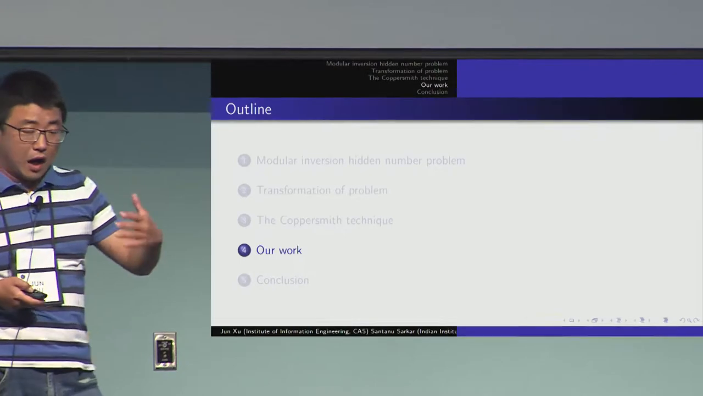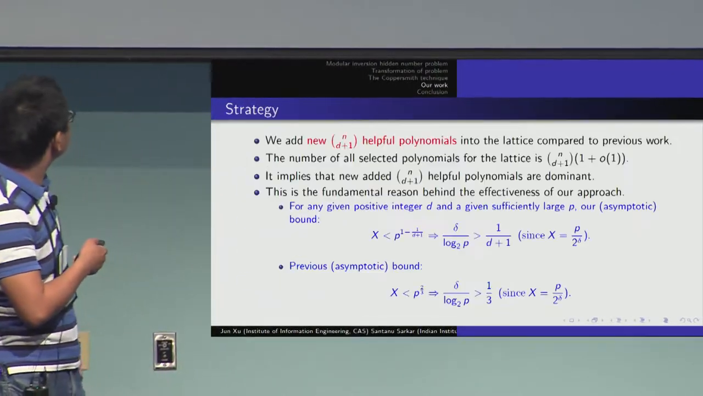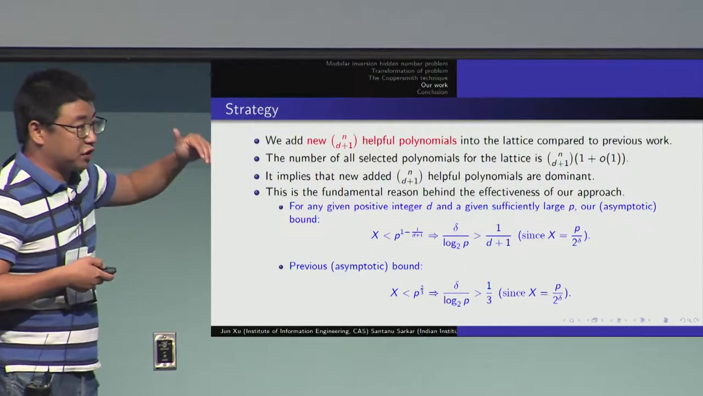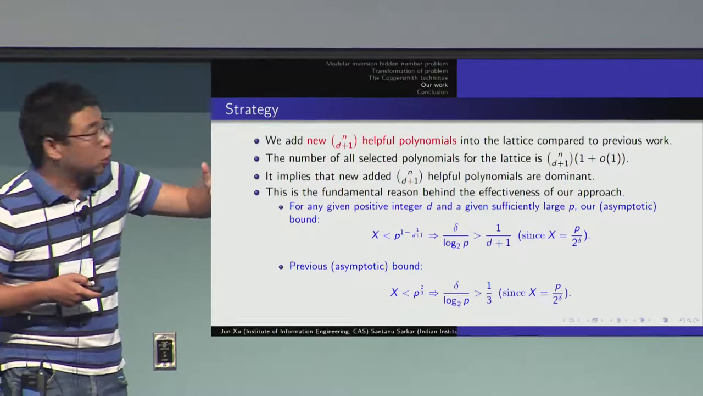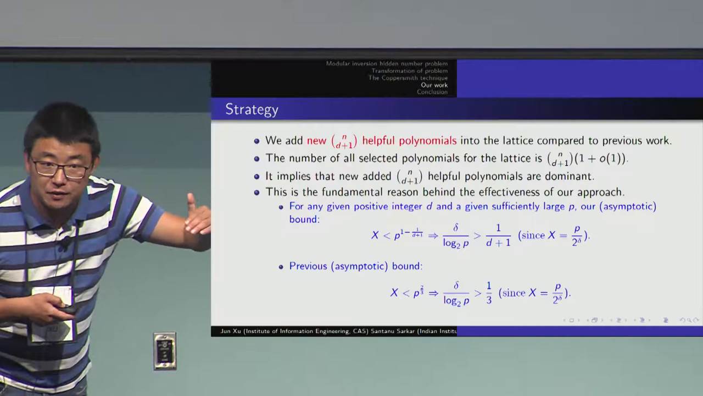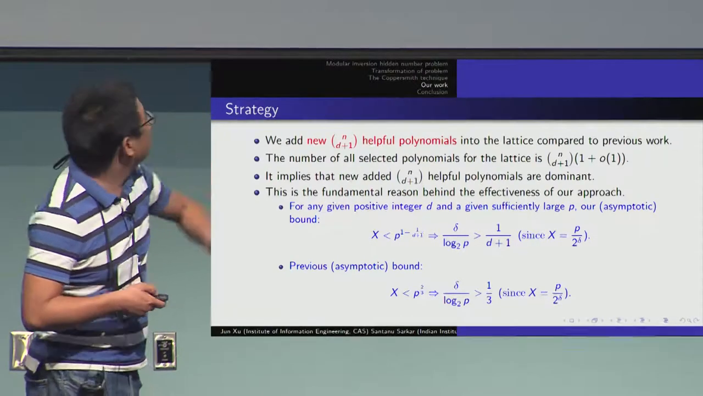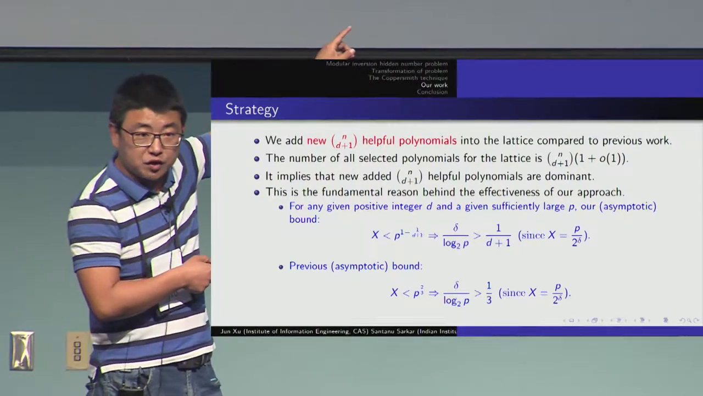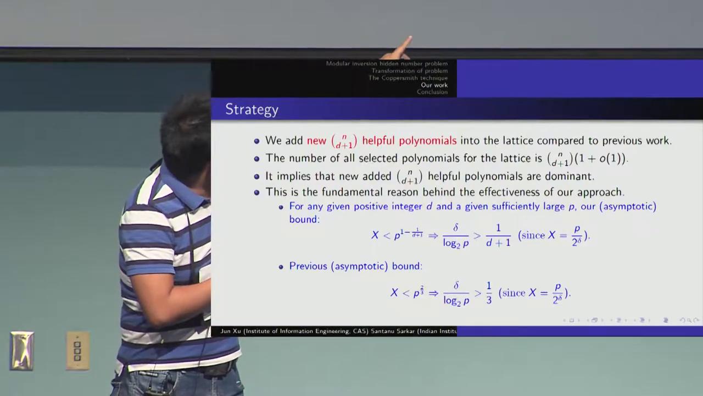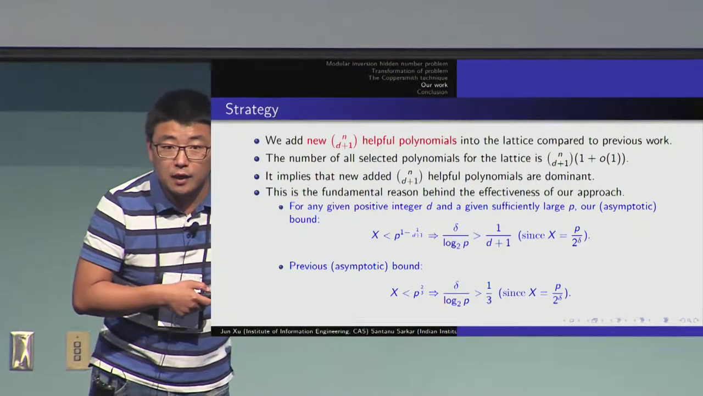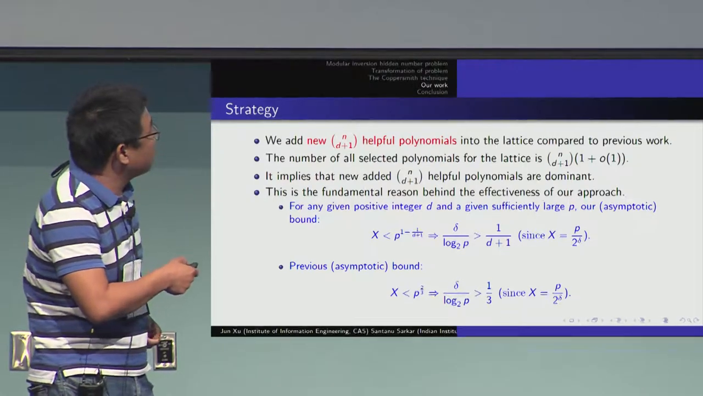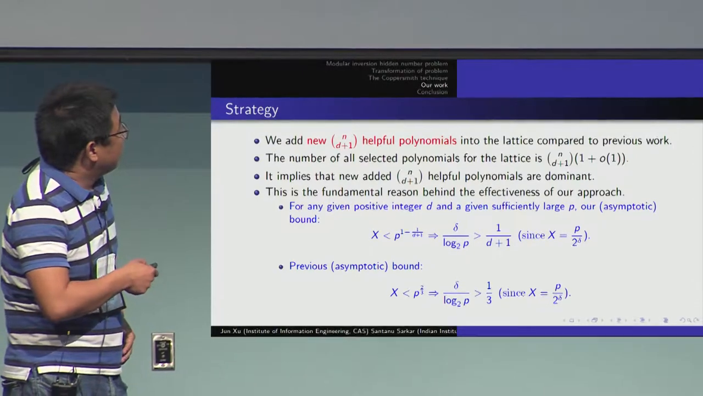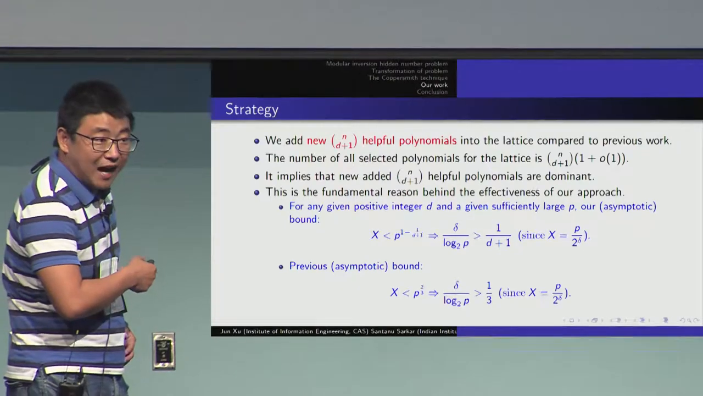So I will introduce our work. We add the new N choose D plus one Helmholtz polynomials into the lattice, compared to the previous work. But the number of all polynomials is N choose D plus one, which is 1 plus o(1). It means that the Helmholtz polynomials are dominant. So our method is very efficient. This is the reason behind it.